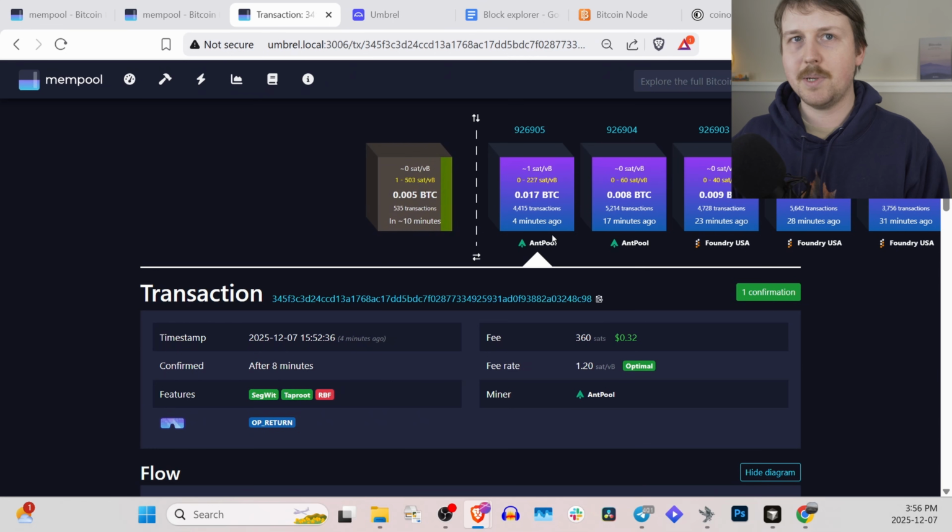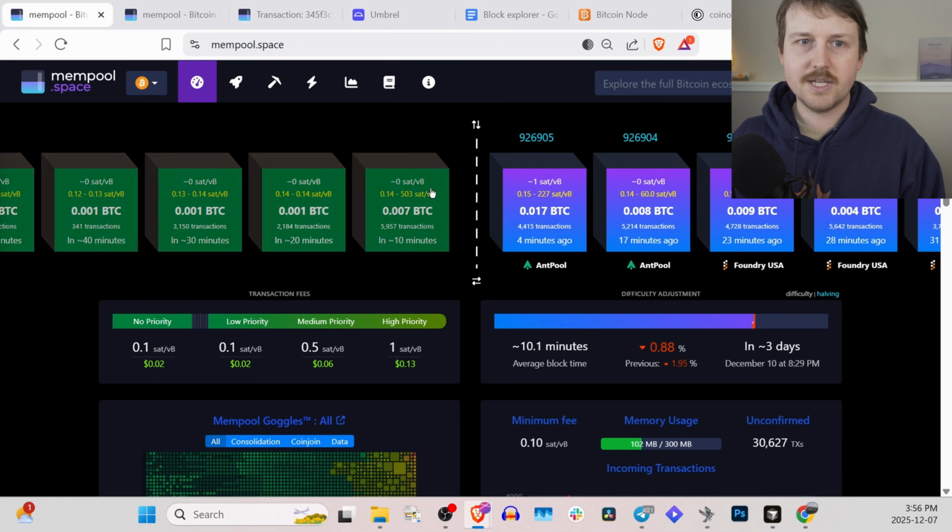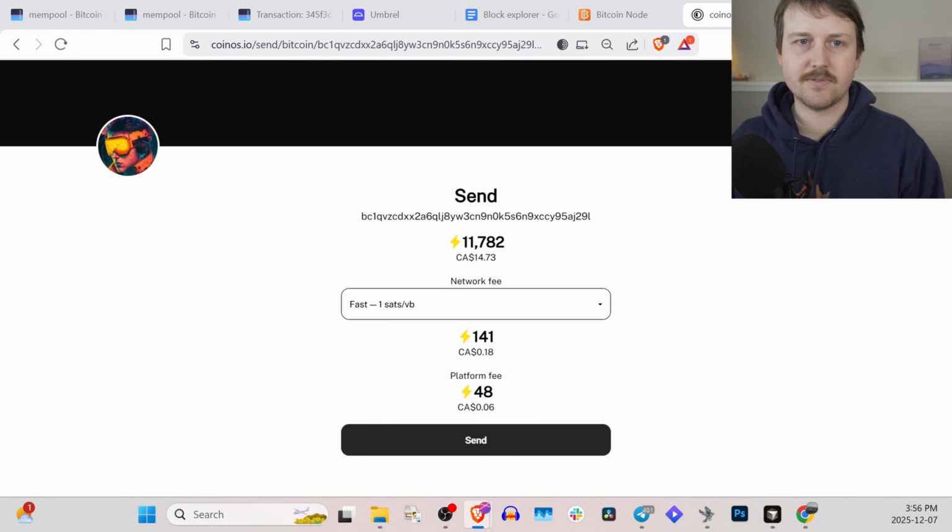So 1 sat per vbyte is going to likely get us in the next block. As we can see, everybody is paying 0 sats per vbyte. So I'm just going to do fast, 1 sat per vbyte.